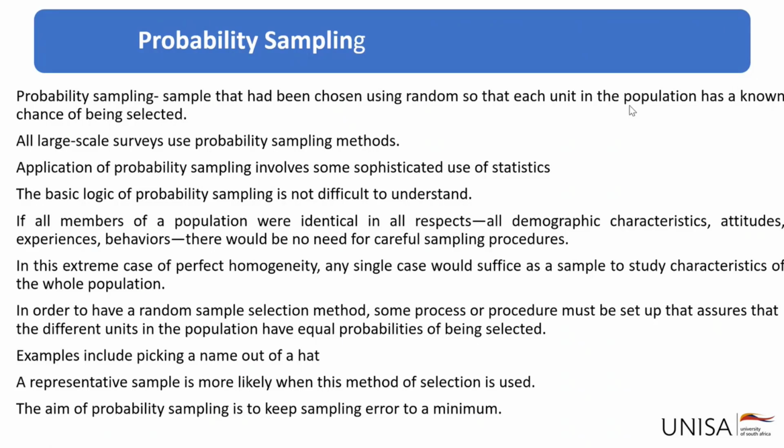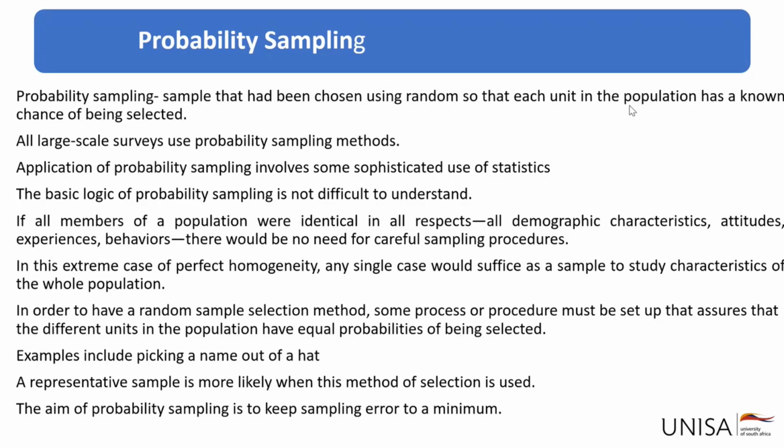So we throw them in the hat and we can pick them up anytime we want to. Now, you all stand a chance, unlike those whose names are not there. So with random, it's just random. We just throw it and then we see what comes out. So a representative sample is more likely when this method of selection is used. So you put your name, all of you, throw them in the hat, and then we pick up the name.